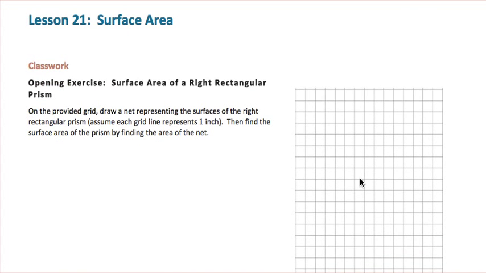In Module 3, Lesson 21, we're going to look at surface area. In the opening exercise, they ask us on the provided grid to draw a net representing the surfaces of the right rectangular prism, assuming each grid line represents 1 inch, and then find the surface area of the prism by finding the area of the net.